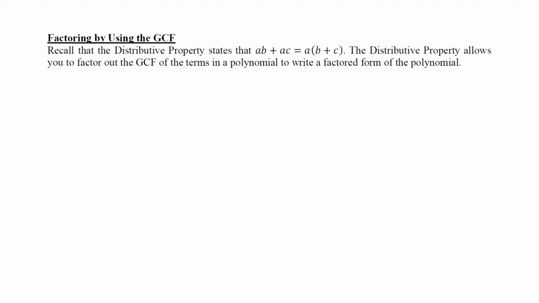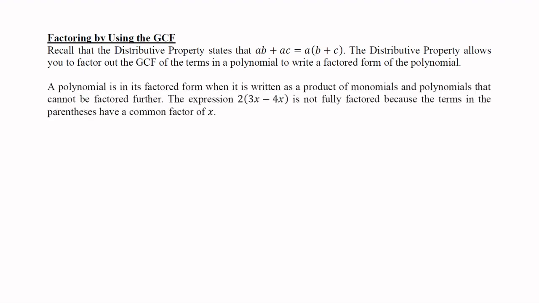Now that we know how to find the greatest common factor of numbers and monomials, we can learn our first factoring technique, which is factoring by using the greatest common factor. Recall that the distributive property states that AB plus AC equals A times the quantity B plus C. The distributive property allows you to factor out the GCF of the terms in a polynomial to write a factored form of the polynomial. A polynomial is in factored form when it is written as a product of monomials and polynomials that cannot be factored further.